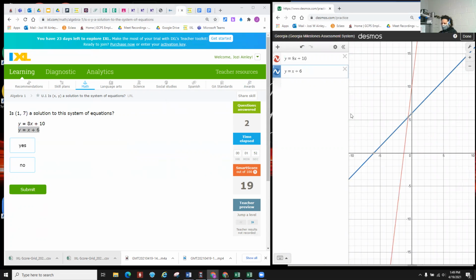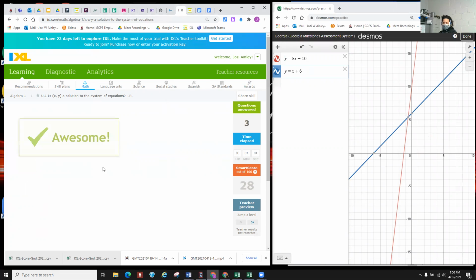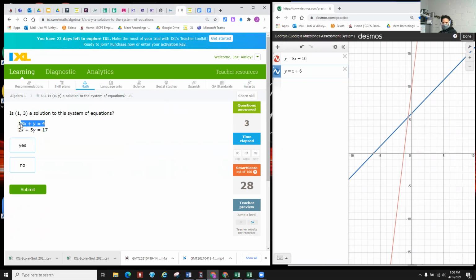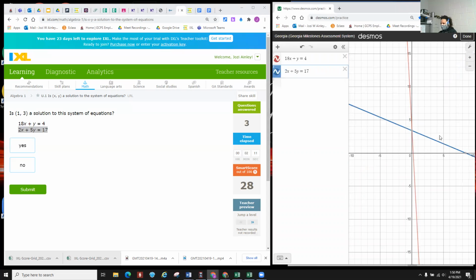Okay, so boom, this is where they meet. Is that a solution, (1, 7)? No, because this only has one solution, so no. Okay, and that's what you're going to keep doing until you get to 60. Control B, Control C, Control V. This one has a solution at (0, 3.4). So is that a solution? No.